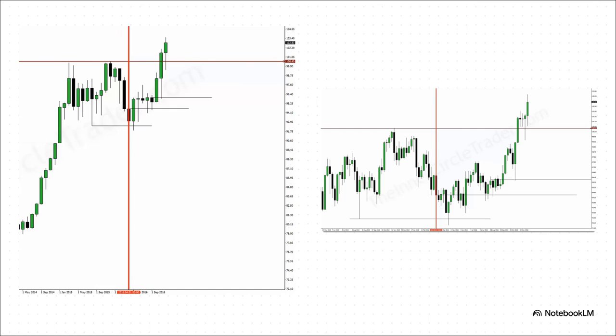We drop down from the monthly to the weekly chart. Inside that big, broad monthly zone, we can pinpoint a much more precise weekly order block. This top-down analysis gives us a much cleaner, lower-risk area to focus on for our potential entry.